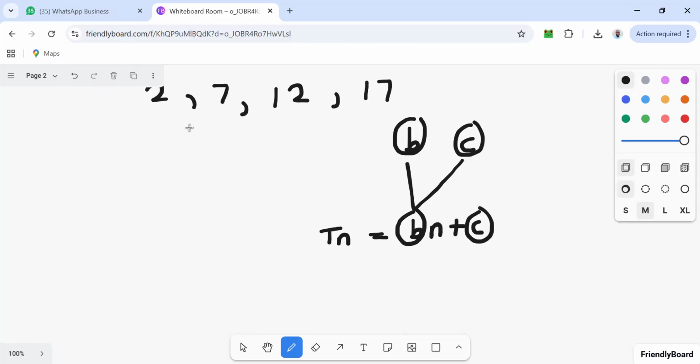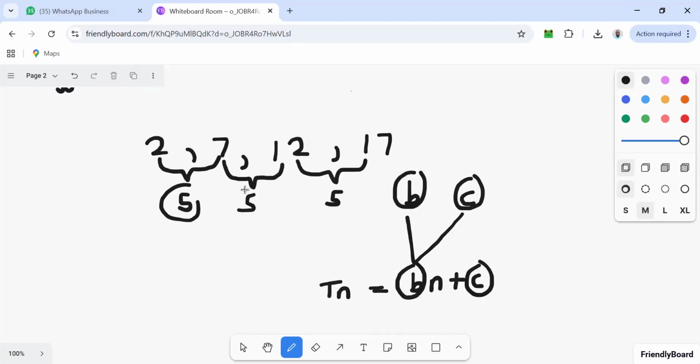The difference between 7 and 2 is 5, because I just say 7 take away 2. Same applies here: 12 take away 7 is 5. Then 17 take away 12 is 5. So you can see that my constant difference happens to be 5. So therefore, B is equal to 5.